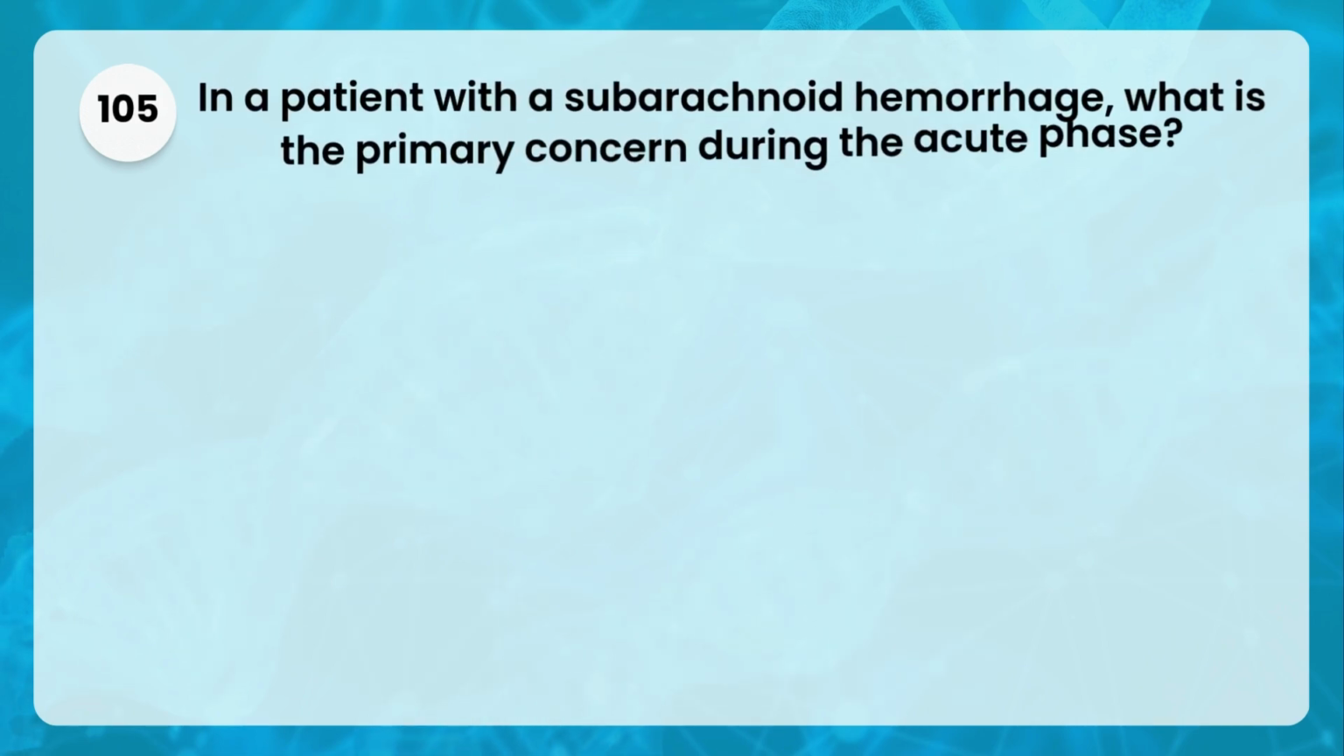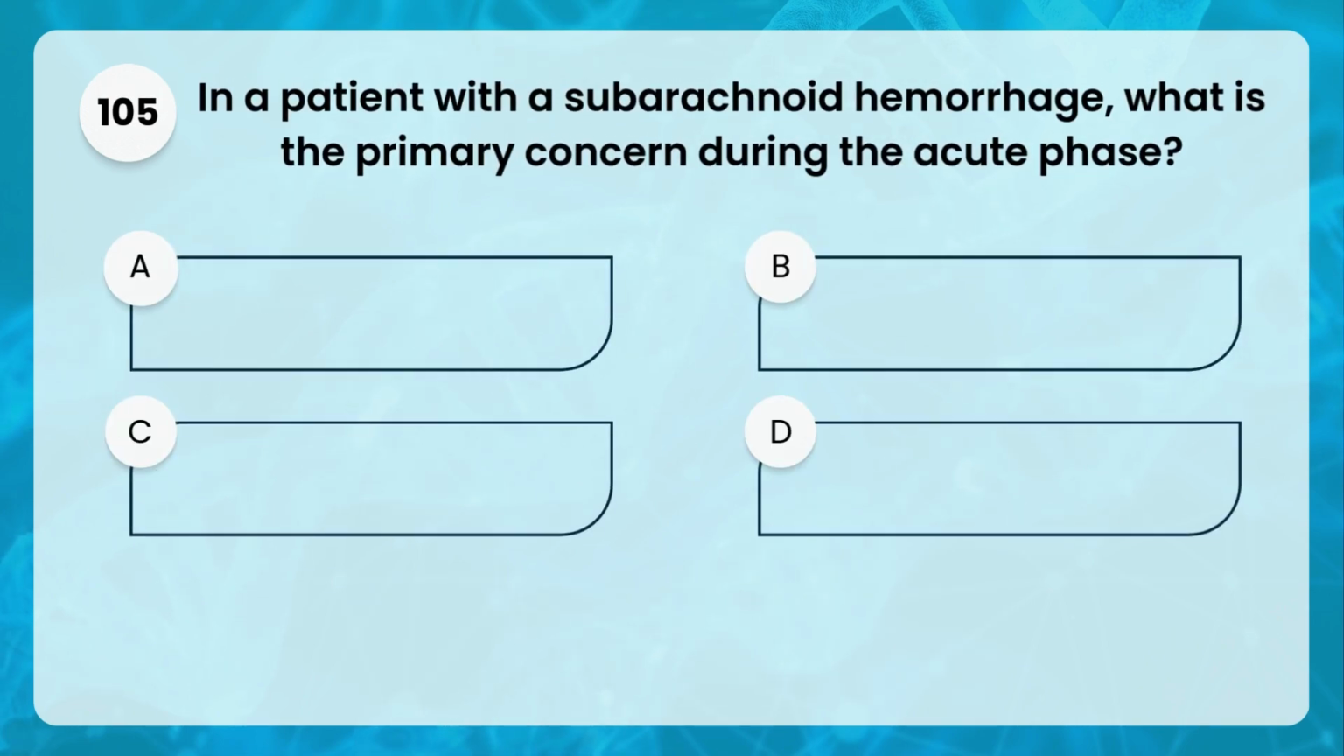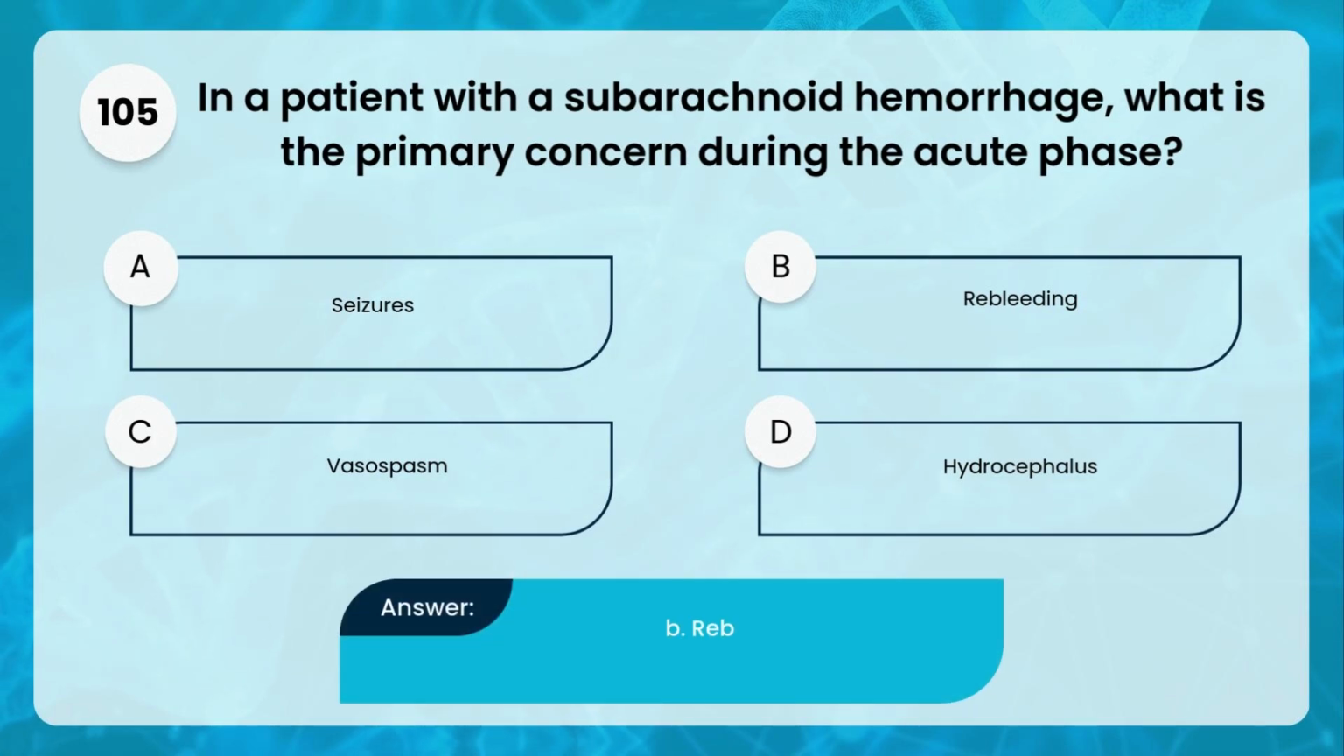105. In a patient with a subarachnoid hemorrhage, what is the primary concern during the acute phase? A. Seizures. B. Rebleeding. C. Vasospasm. Or D. Hydrocephalus. The answer is B. Rebleeding.